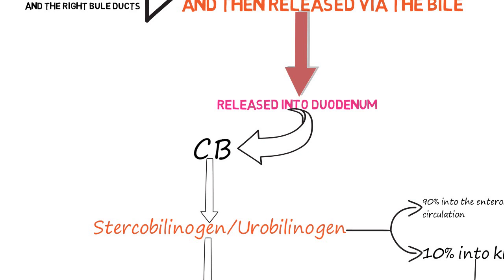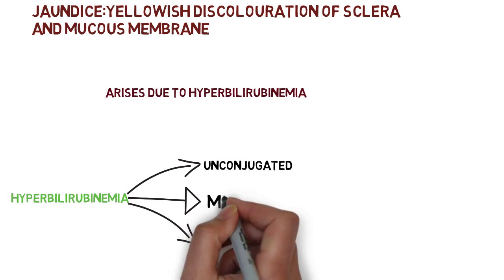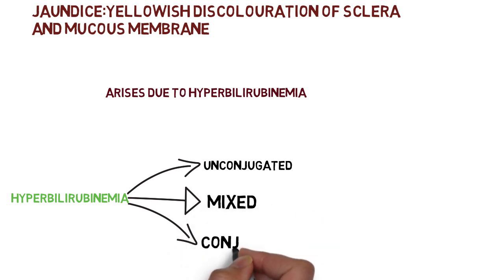jaundice. These hyperbilirubinemias are classified on the basis of the percentage of conjugated bilirubin, and there are three main types of hyperbilirubinemia. If we study these three types, it will be easier for us to remember the types and the pathologies which lead to jaundice. One is the unconjugated hyperbilirubinemia, the second is mixed hyperbilirubinemia, and the third is conjugated hyperbilirubinemia.